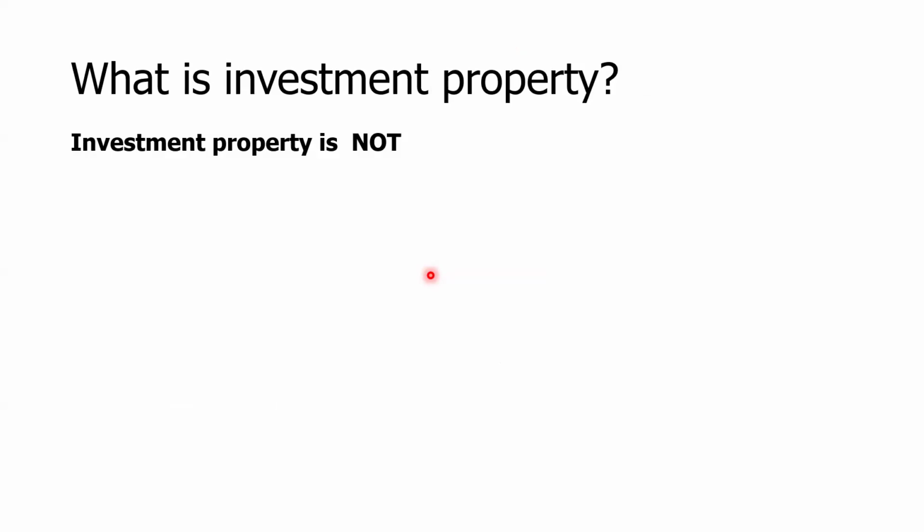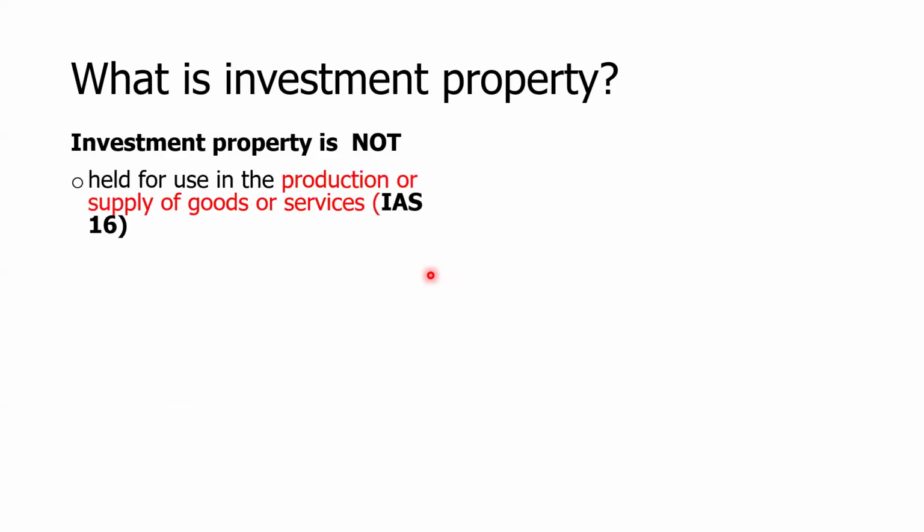I'm giving you a number of them: what investment property is not. You know what it is, so what is it not? That's what we're going to learn. You know that investment property is land or building or both that is held for rental purpose or for capital appreciation or both. But investment property is not an asset or a non-current asset for use in the production or supply of goods and services, because IAS 16 has taken care of that.